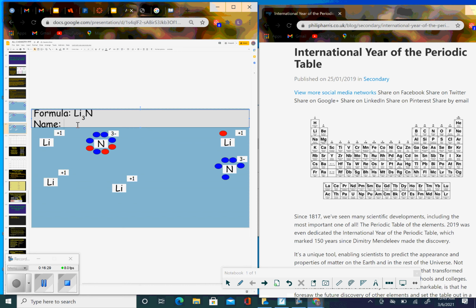So now this is going to be called lithium nitrogen. Nitrogen is going to change to nitride. So this is going to be called lithium nitride.